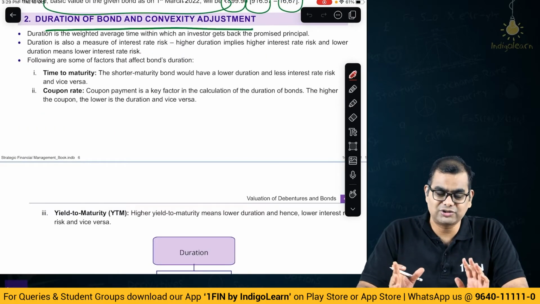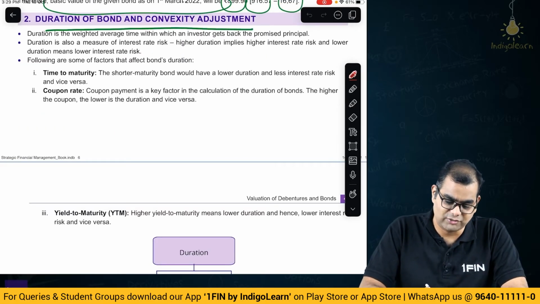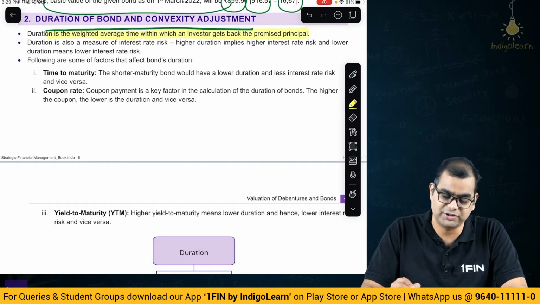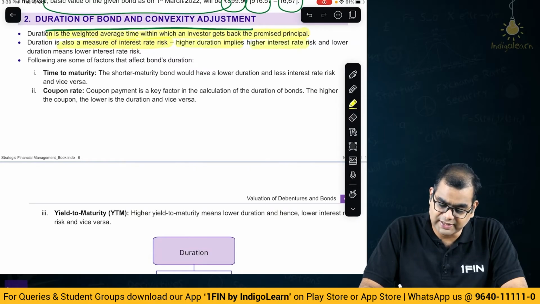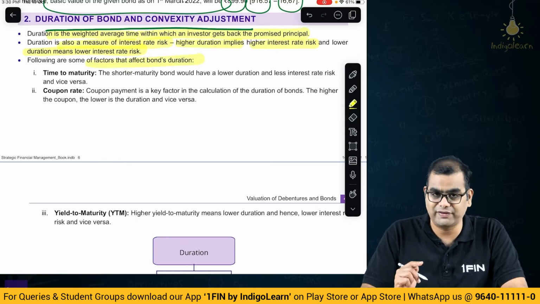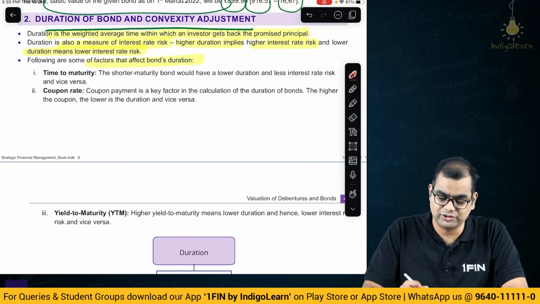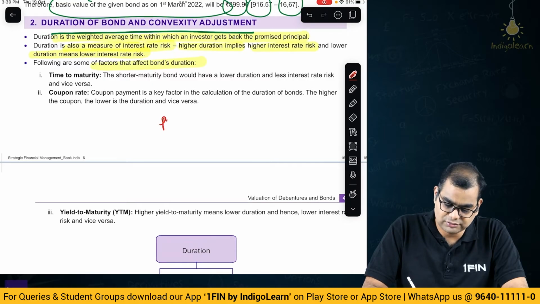After having understood it from an immunization angle, let us actually see what is duration. Let us look at the definition of duration. Duration is the weighted average time within which an investor gets back the promised principal. It is also a measure of interest rate risk. That is, higher duration implies higher interest rate risk and lower duration implies lower interest rate risk. Following are some of the factors that affect a bond's duration. I explained to you what is duration. Duration is present value of cash flows weighted by time.